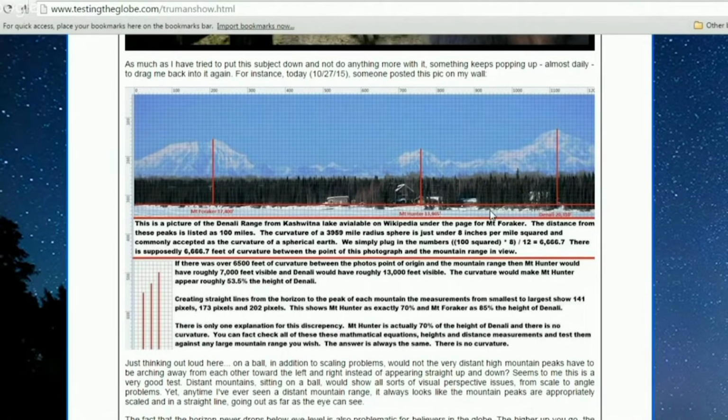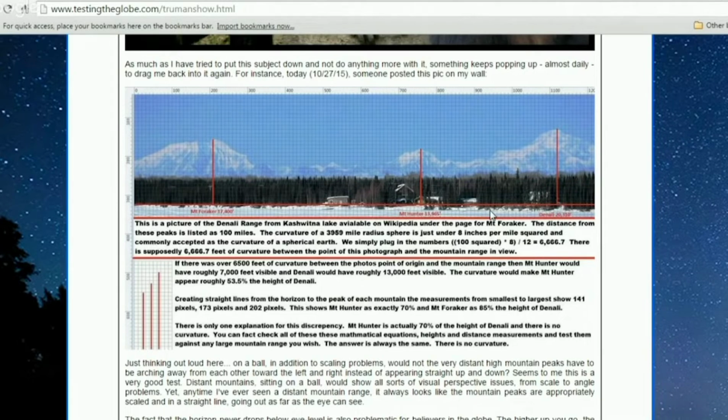The distance from these peaks is listed as 100 miles. The curvature of a 3,959 mile radius sphere is just under 8 inches per mile squared and commonly accepted as the curvature of a spherical Earth. We simply plug in the numbers. 100 squared times 8 divided by 12 equals 6,666.7. There is supposedly 6,666.7 feet of curvature between the point of this photograph and the mountain range in view.